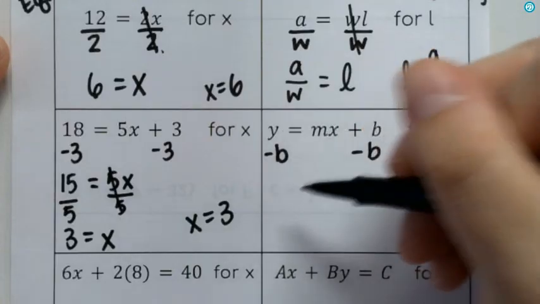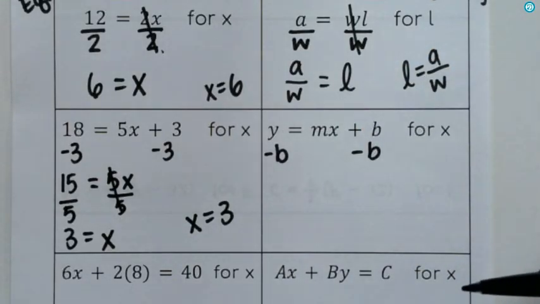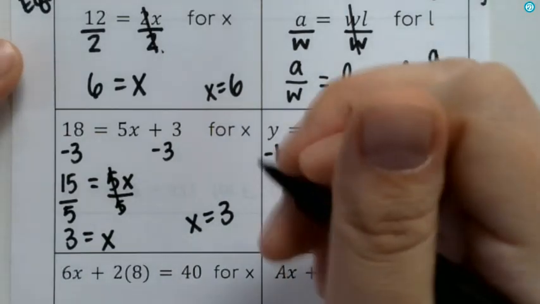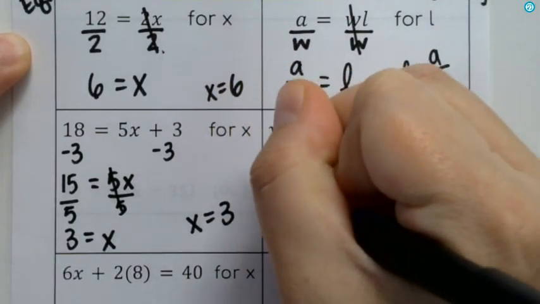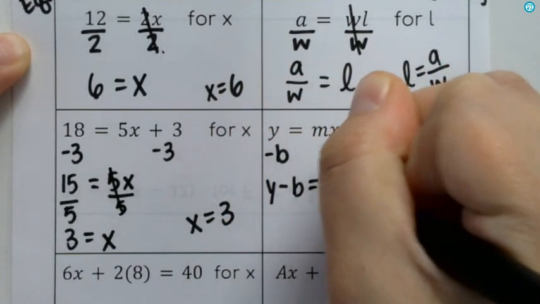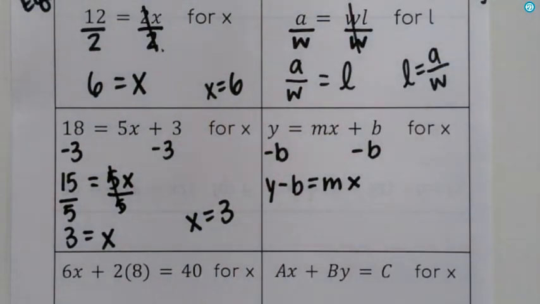When we have variables, we can't actually do the math though, because we don't know what those variables are equal to. So we're going to leave this as y minus b equals mx. So we subtracted.